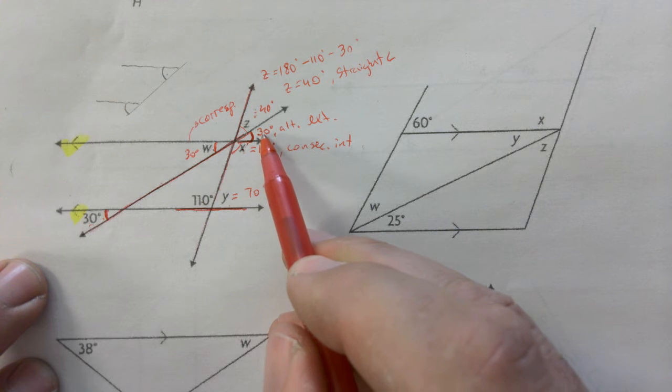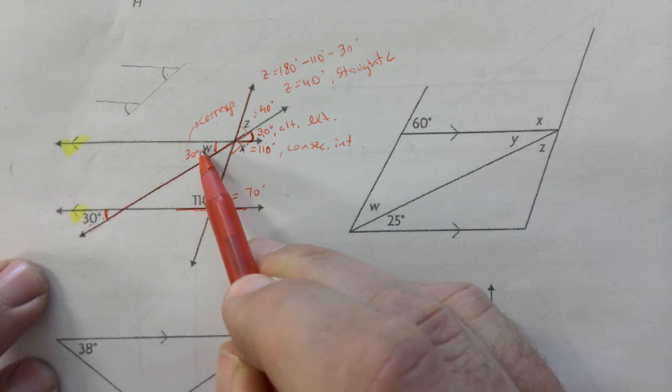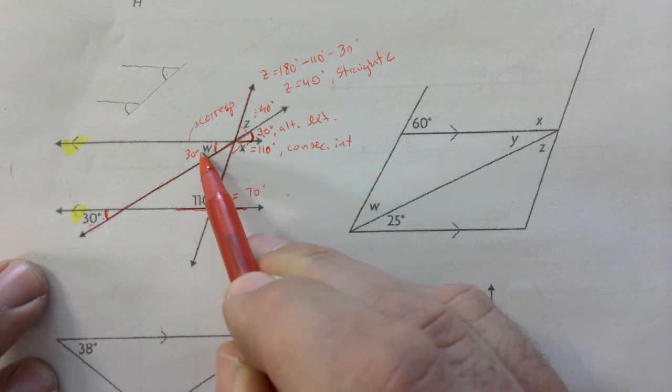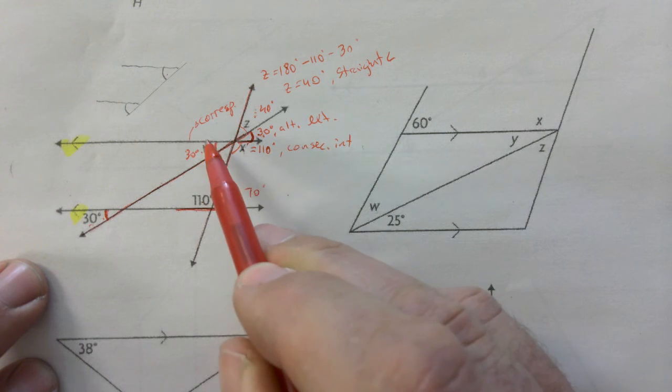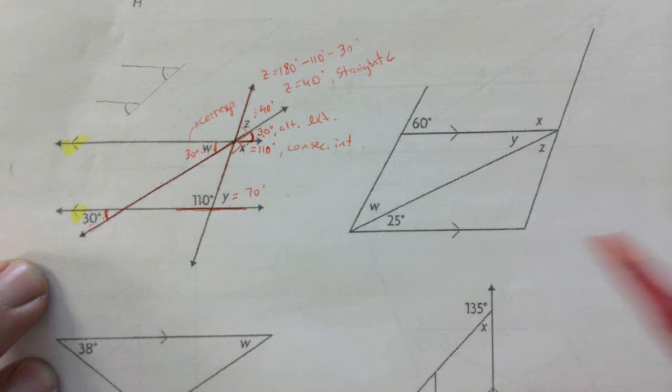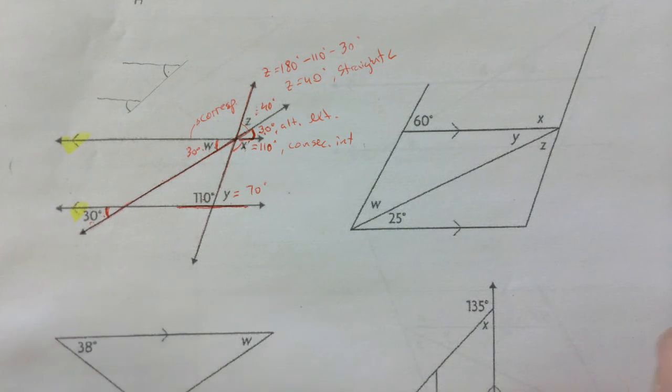Could you have used vertically opposite with this one and this one? Yes. You could have done that as well. Okay. So this is very busy here at this intersection, and it will be challenging for sure.